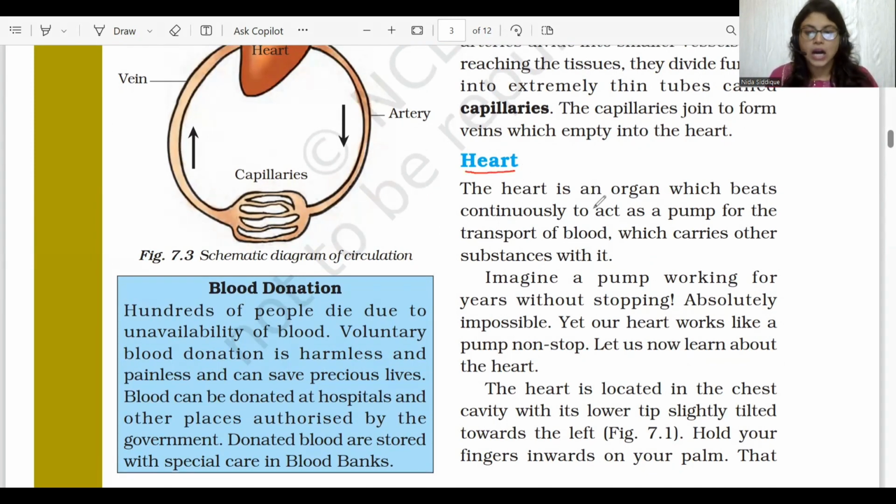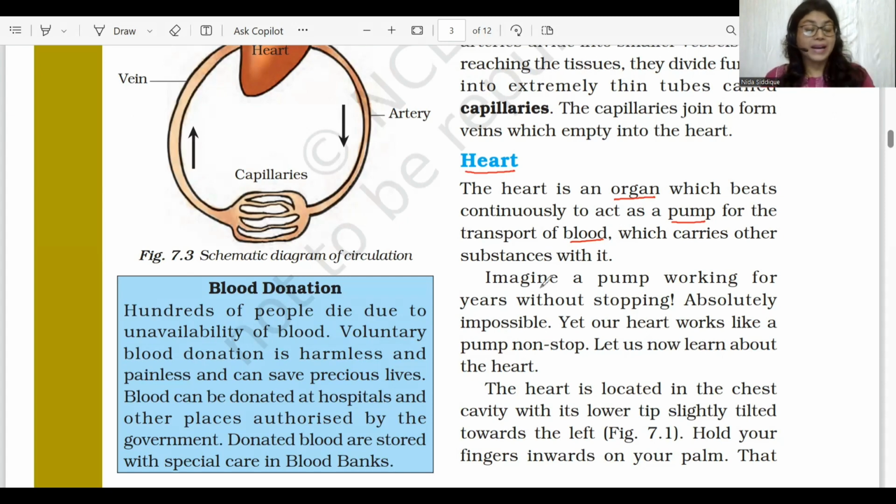So we all know that the heart is an organ which is beating continuously and it acts like a pump for the transport of blood, which carries the other substances with it. Okay, so our heart is acting like a pump. Just like in our homes we have a motor pump, whose work is to supply water to different levels, to different floors of a house, right? Similarly, in our body the heart acts like a pump. So it is going to pump the blood to all the body parts. And blood is ultimately going to carry all the substances with it.